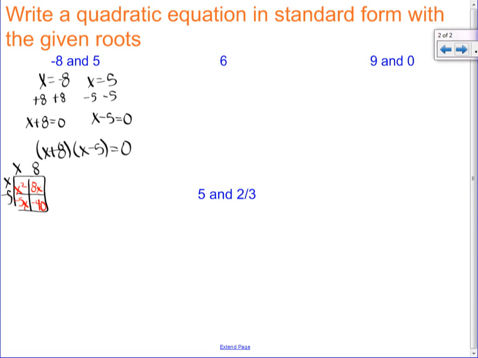Okay, so these 4 terms right here, these are like terms, so we can combine those to be what? What's negative 5x and 8x? 3x. Okay, so then right here in the diagonal, that's your answer. X squared plus 3x minus 40 equals 0.